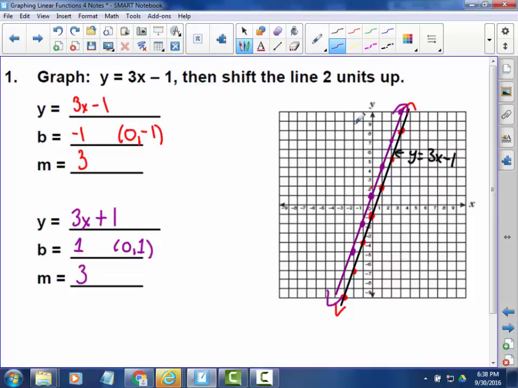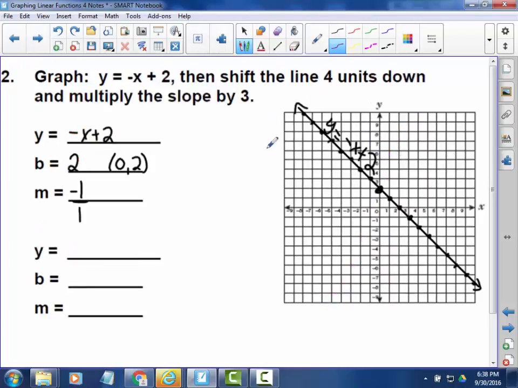And our second line was y equals 3x plus 1. Okay? Alright, so now we want to shift the line 4 units down. I'm going to change colors because this will be where you're using your map color.